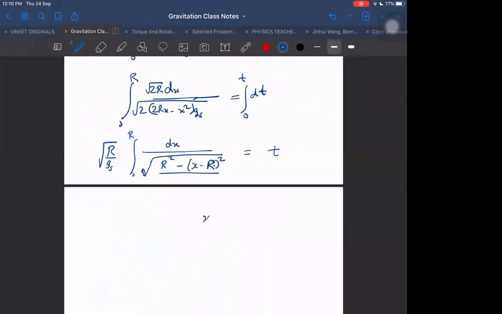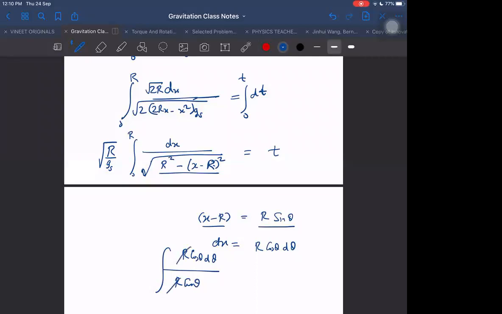By putting x minus r as r sin theta, or r cos theta also is okay. We can put anything. Then dx will become r cos theta d theta in the numerator. The denominator will be r cos theta only. R cancels, cos theta cancels.